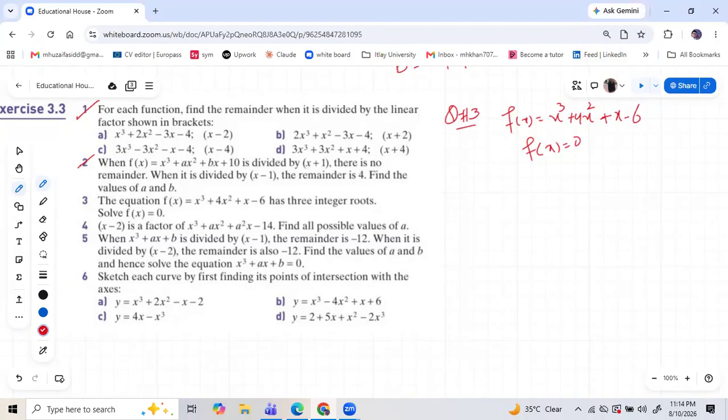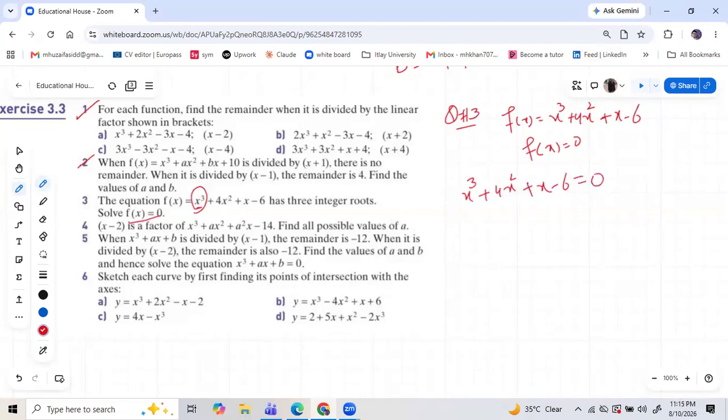Here we have the equation. Look at it here. The maximum power of x is 3, so it gives us three roots. But before this, our problem assigns a condition. On behalf of this, we can write x cube plus 4 x square plus x minus 6 is equal to 0.